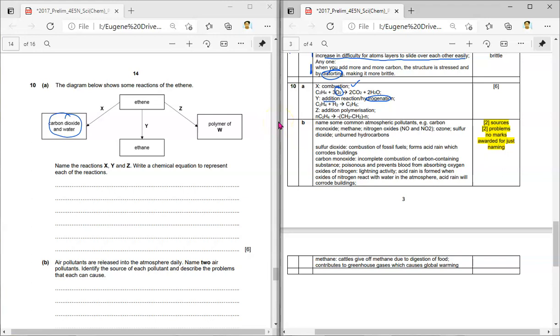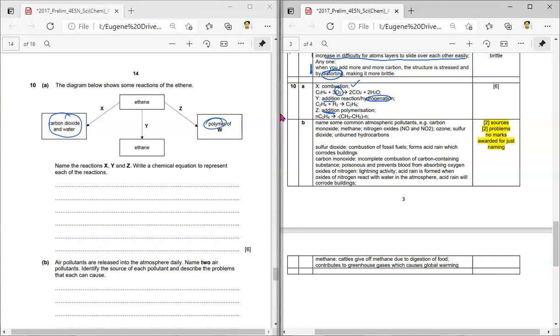Last one is actually polymerization, because polymer. So addition polymerization. Take note the word addition here is important, because there's actually this thing called substitution polymerization. That one is not in your syllabus, but there is such a thing. So as such, the word addition here is important. So what you're going to have here is n C2H4 arrow.